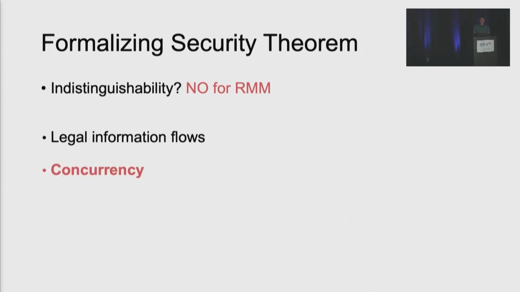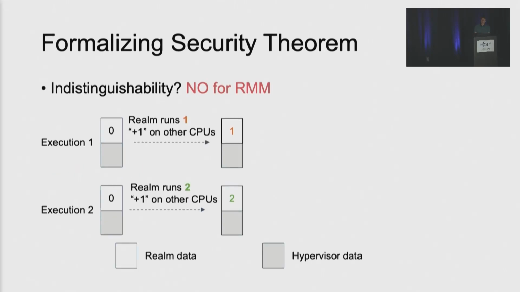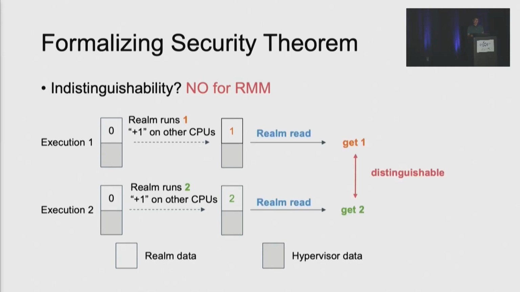Second, indistinguishability is hard to prove for concurrency. For example, in execution 1, the realm is only scheduled to run +1 once, while in execution 2, the realm is scheduled to run twice. Therefore, in execution 1, the realm obtains 1, while in execution 2, the realm obtains 2. Such a difference is due to scheduling rather than information flow.